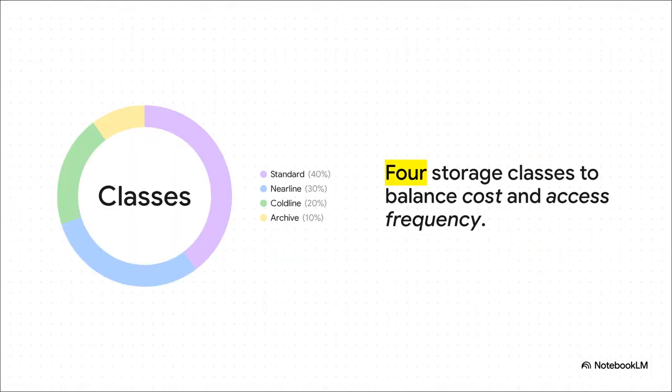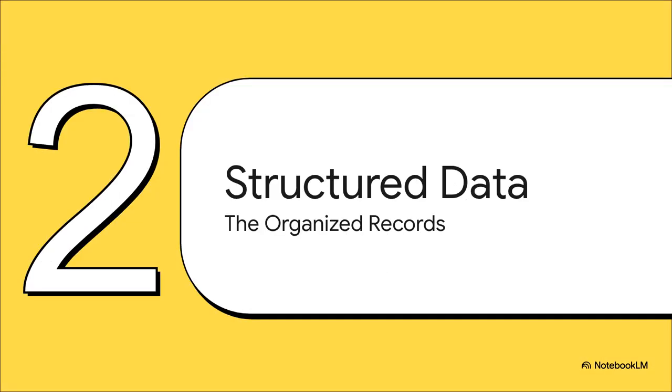So what you end up with are these four main storage classes. And it's all about one thing: balancing how much you pay versus how fast you can get to your data. Standard is for your everyday hot data. Then you've got Nearline, Coldline, and Archive for stuff you touch less and less often. Archive is basically the deep freeze. Super cheap, but you only plan to go there maybe once a year, if that.